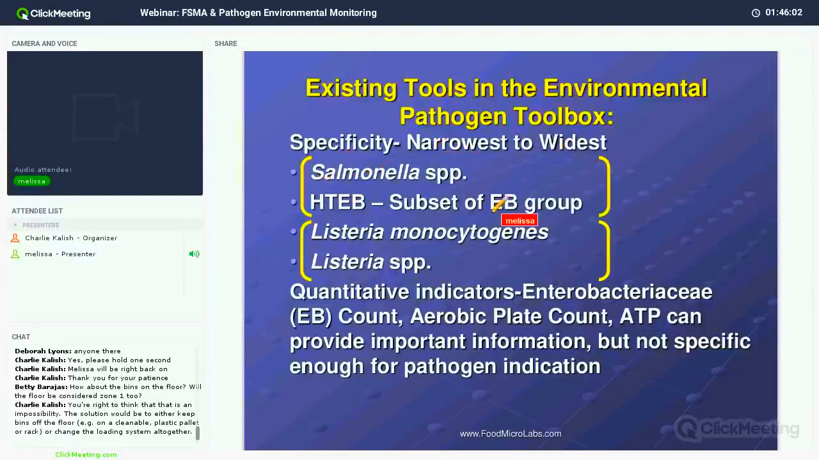There are various indicators we can use. There's the pathogen itself, Salmonella. There are pathogen indicators for Salmonella, like an HTEB group. Listeria monocytogenes is a pathogen. The agencies call Listeria genus a pathogen indicator. If we're taking aerobic plate counts or coliforms or ATPs, those are good soil indicators and good indicators of hygiene, but they're not considered pathogen indicators, and so they won't necessarily satisfy the agency's requirement for pathogen or pathogen indicator monitoring.